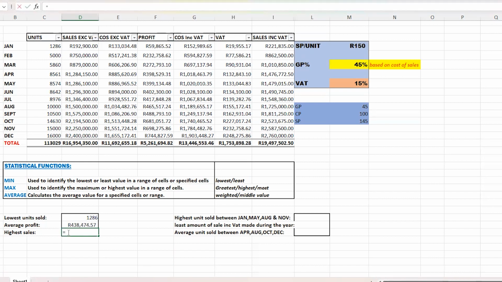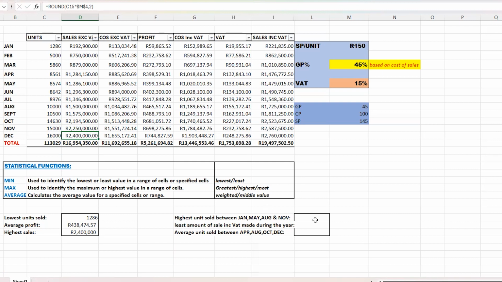Right, so equals to max, open brackets. I'm going to select the sales, right, starting from D4 colon all the way to D15, and then I close my bracket and enter. Voila. So this gives me my highest sale. And as you all know, as the table is progressing, the most units sold was in December. Therefore, it is normal for us to actually get the December value, 2.4 million. All right. So that was the highest sale we made during the year.